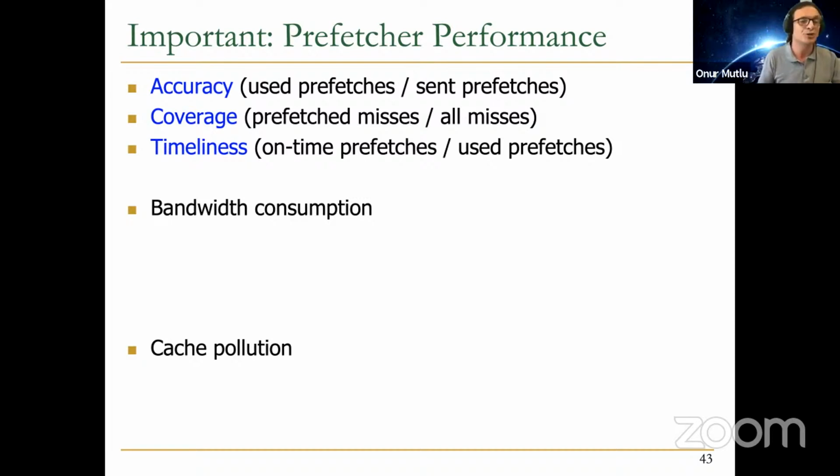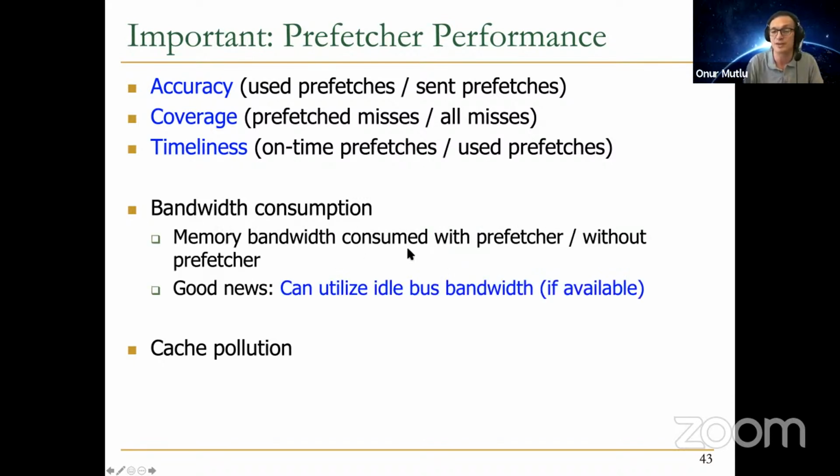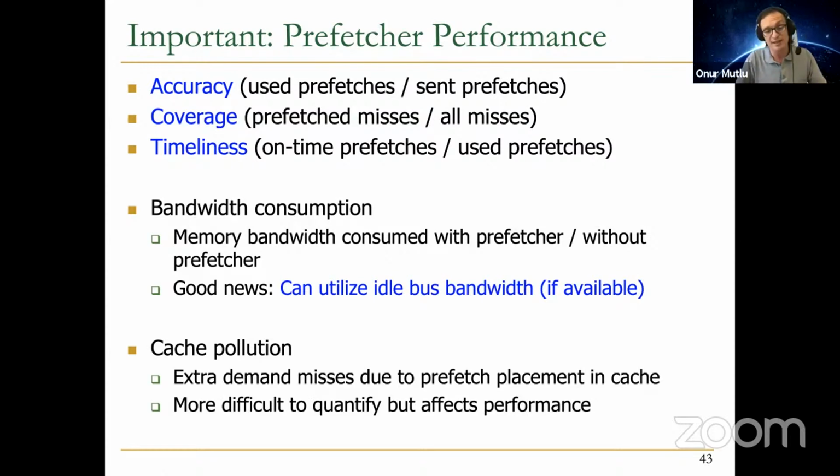Basically, you may have a very accurate and timely prefetcher, but your coverage may be low. Maybe you may have a very high coverage and timely prefetcher, but accuracy may be low. Basically, you usually can get 2 out of these 3 metrics very high, but 3 out of 3 is very difficult. Bandwidth consumption is another metric. It's important. This is the memory bandwidth consumed with the prefetcher versus without the prefetcher. Potentially, you can utilize idle bus bandwidth if the bus is idle at a level. Cache pollution is another metric that you should be careful about. Basically, prefetches can lead to extra demand access misses due to prefetch placement in the cache. And this is more difficult to quantify, but this does affect performance, actually, and it's important.